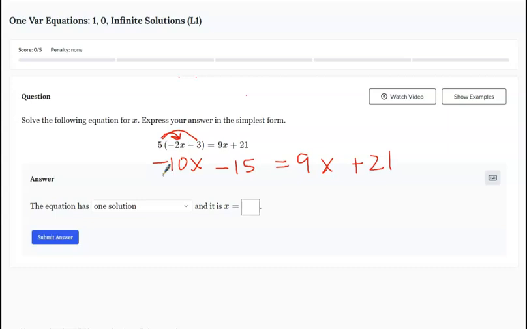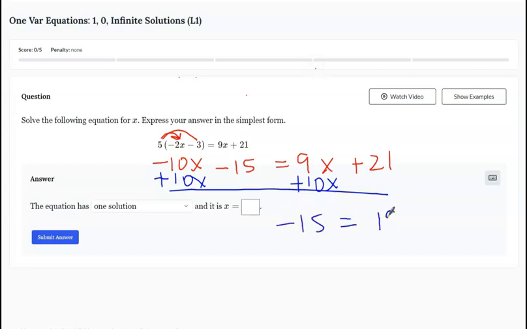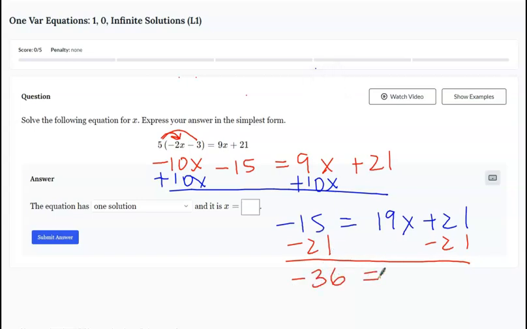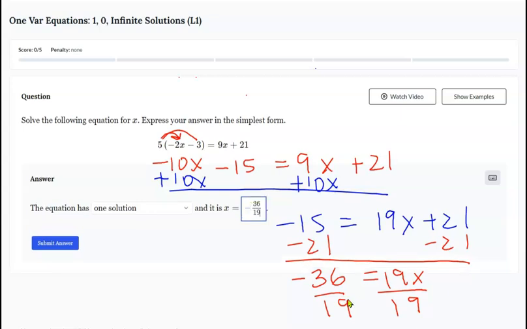I'm going to add 10x to both sides. And I'm going to get negative 15 equals 19x plus 21. I'm going to subtract 21 from both sides, and I'm going to divide by 19. So I'm going to say that the x value is negative 36 over 19, and I'm not going to try and convert it to a decimal. Just going to leave it like that.